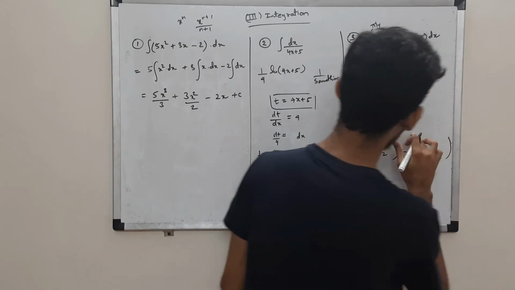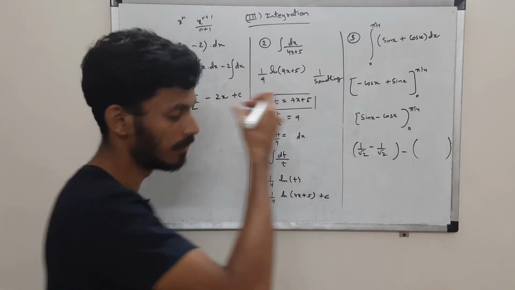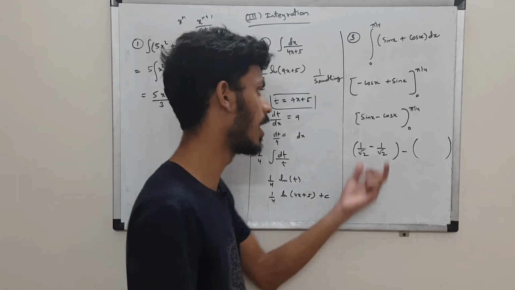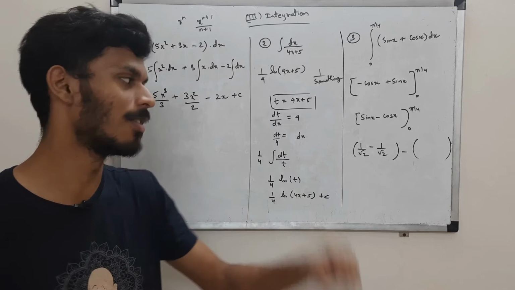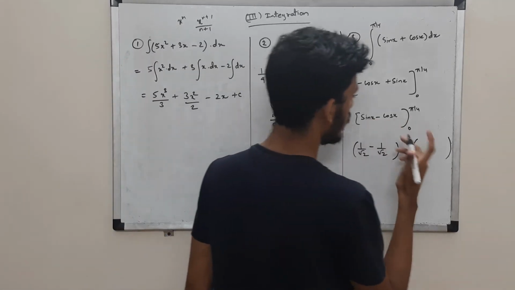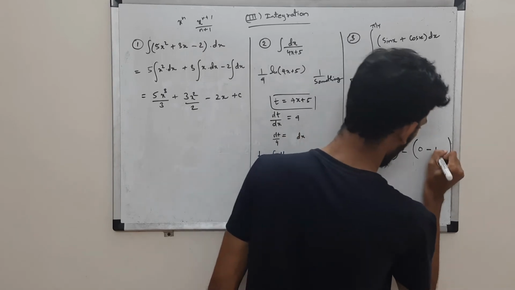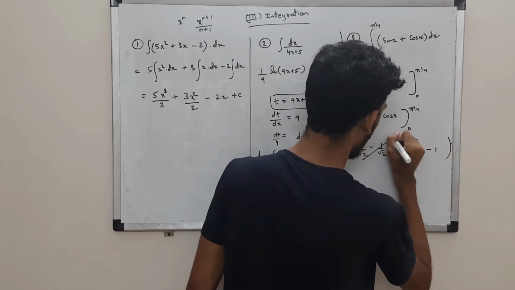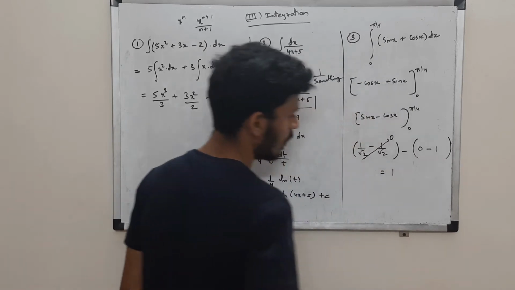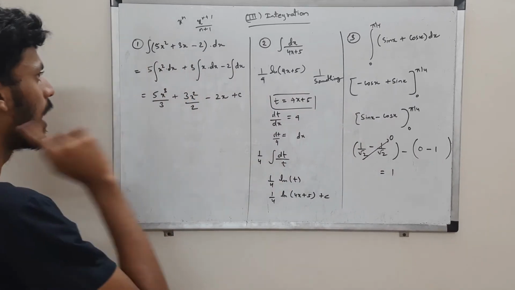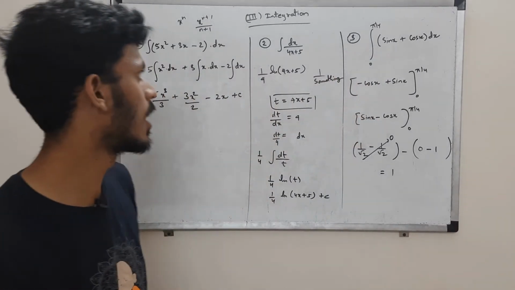Then substitute 0. Don't be under the impression that when you substitute 0 everything will be 0. No, cos of 0 is 1. Remember that. So sine of 0 is 0 and minus cos of 0 is minus 1. So this is 0, and minus and minus will give you 1. So the answer is 1. That's our answer.